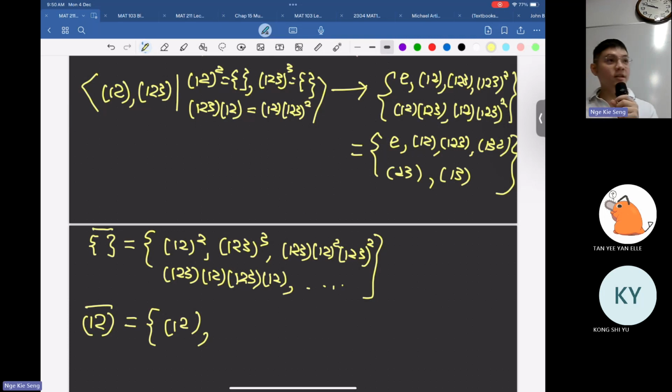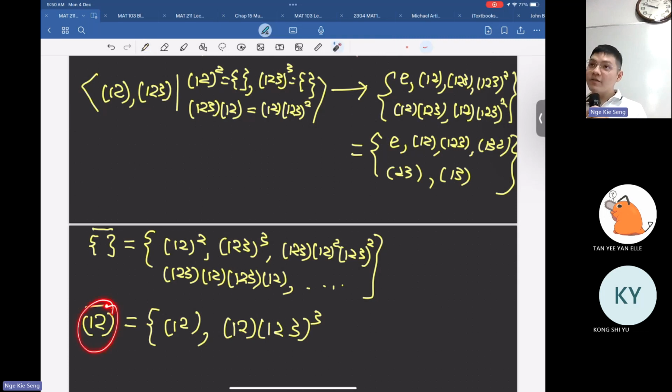(1 2) times (1 2 3)? No, this is not in this coset. Not either. Sorry, (1 2 3) cubed. Okay, meaning what? I take the representative and multiply everything in my normal subgroup here. Make sense or not?